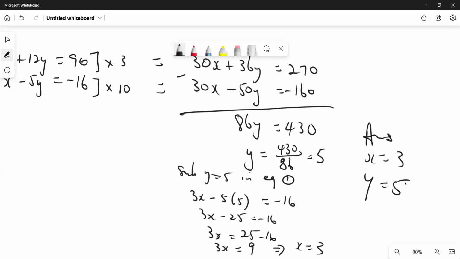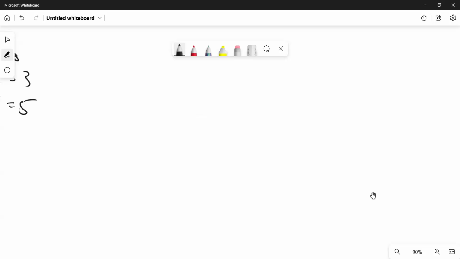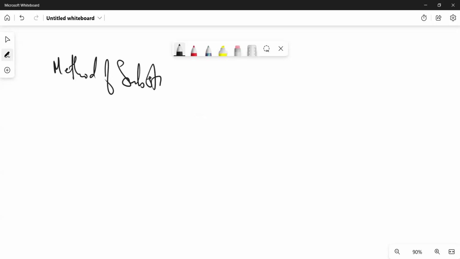Right? So as I said, elimination can come in a lot of forms. But we're going to stick with this for now. Good. So that's a little bit on elimination there. Our next method that we'll deal with is the method of substitution, right?